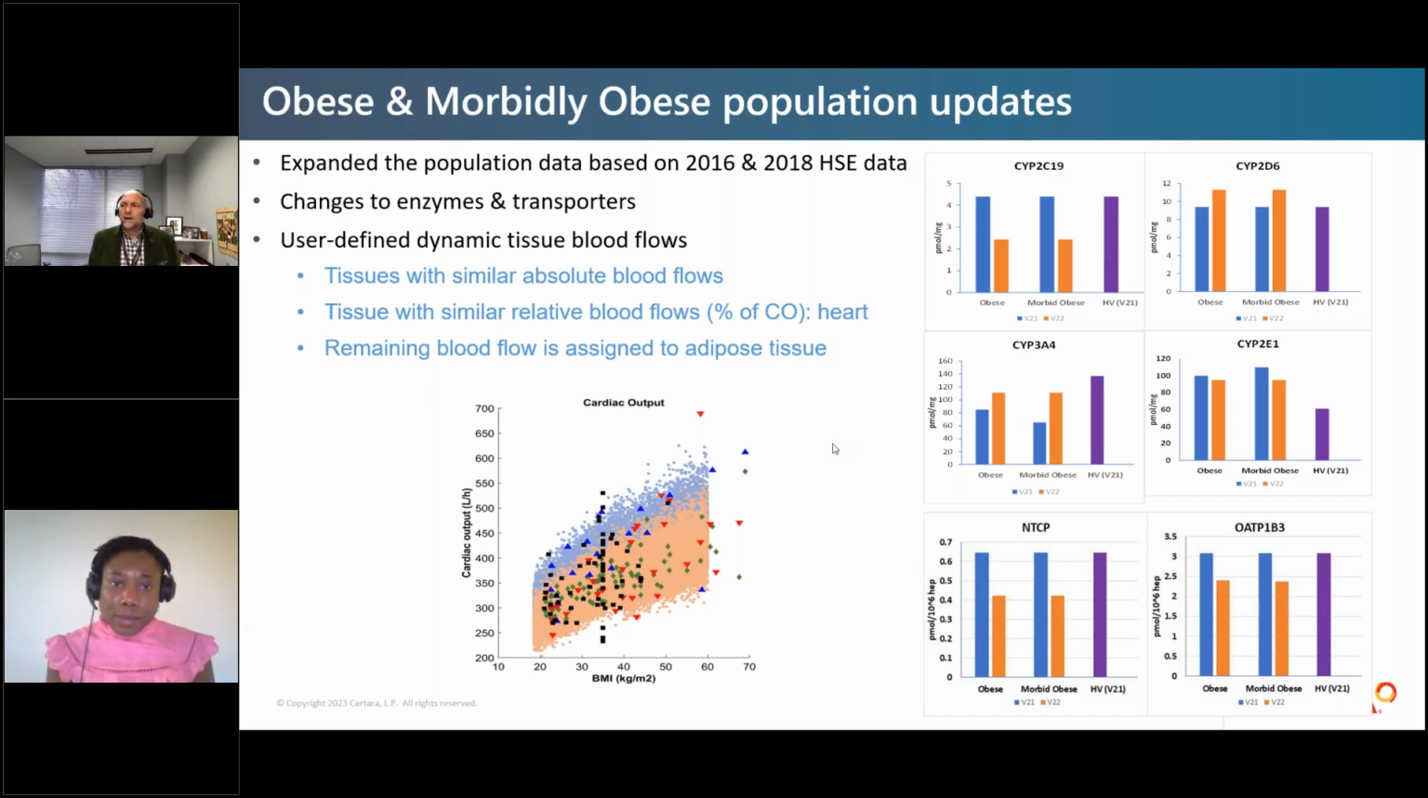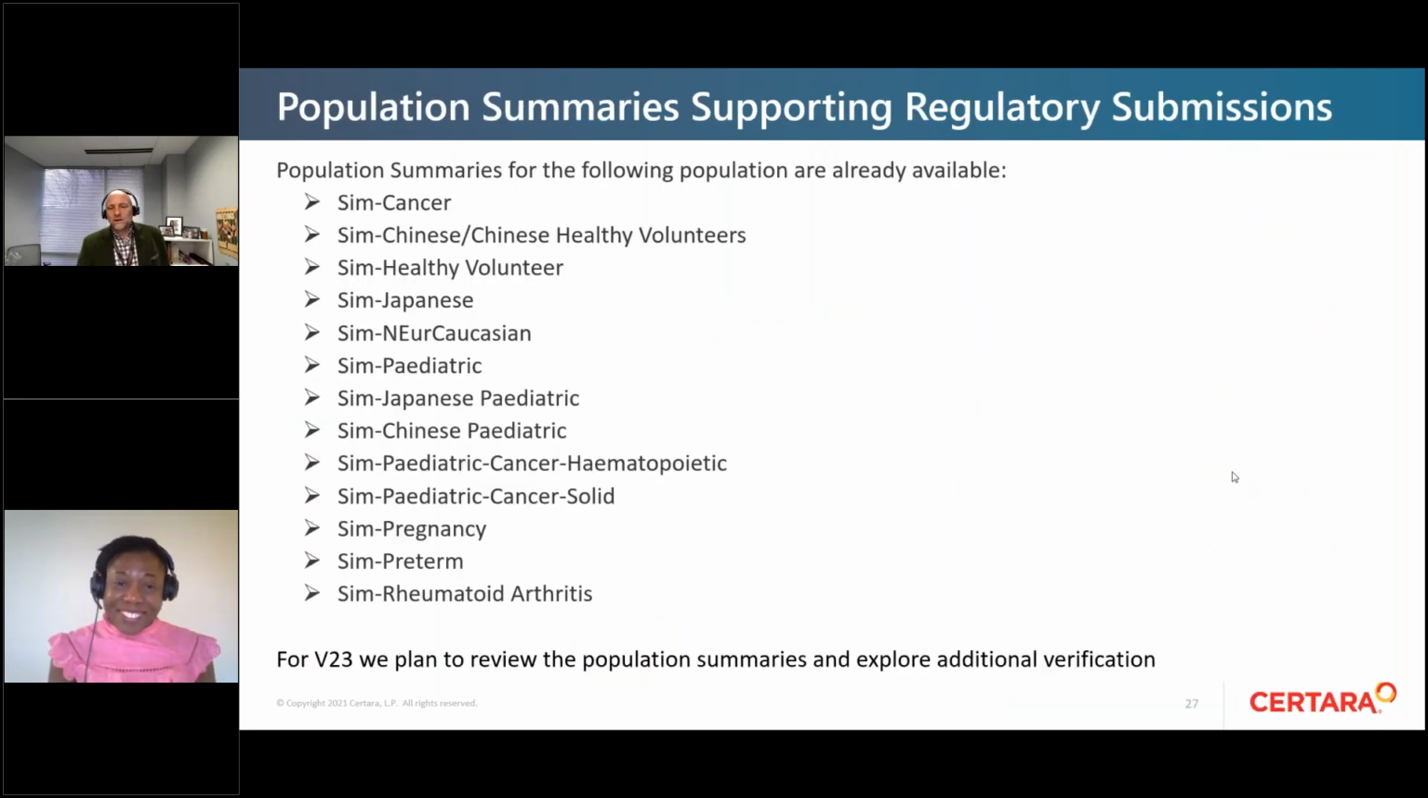So, next. Go on. Sure, sorry. I was just wondering, you said some organs receive differential increases in blood flow with BMI. Obviously adipose tissue is probably one of those, but what are some others where the blood flow changes disproportionately in this population?